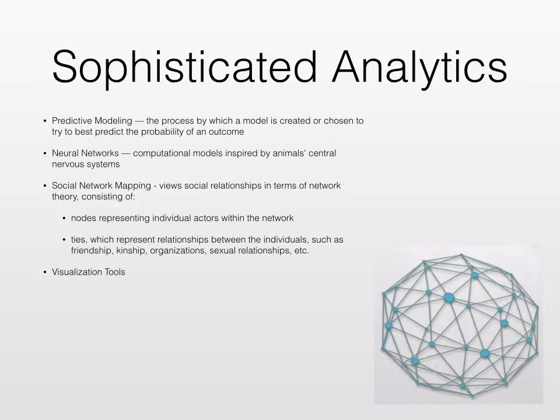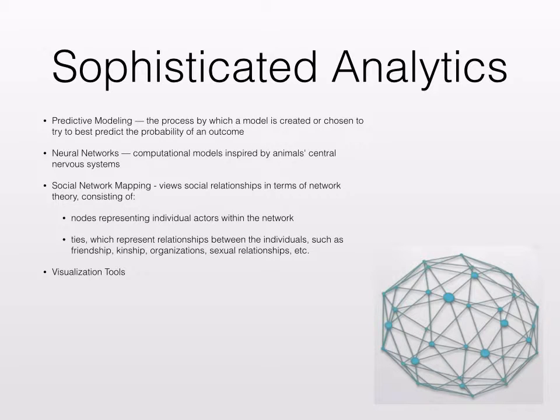Just a high overview. I mean, that's for the math and computer science people to really delve down and understand the nature of these algorithms so that they can be matured. But we're just going to take a look at their practical use. So there's conventional predictive modeling, which is the process by which a model is created or chosen to try to best predict the probability of an outcome.